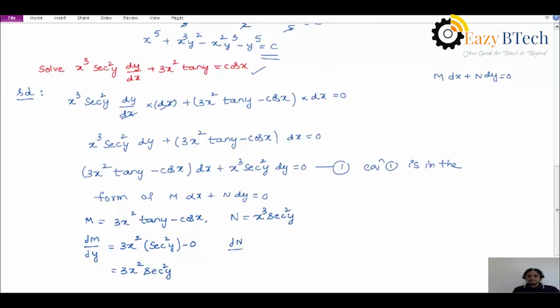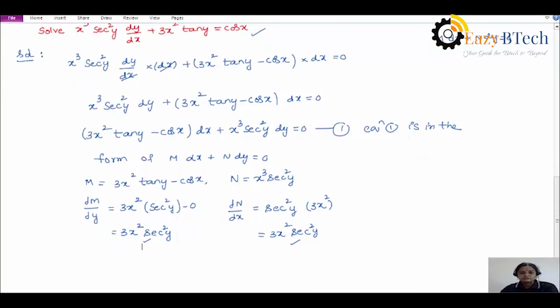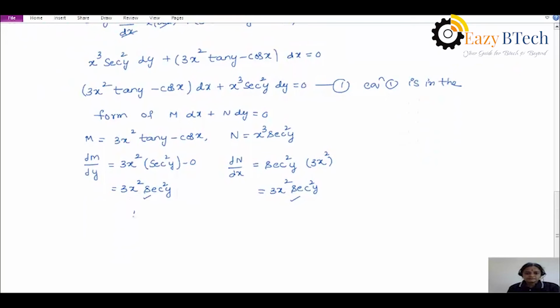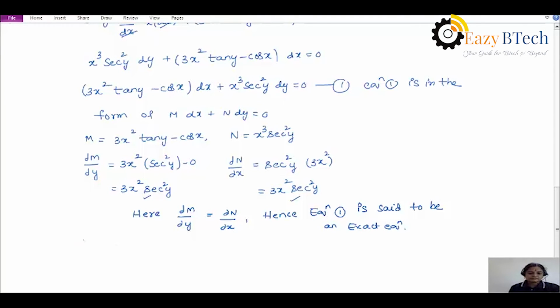We are coming to dou N by dou x. Here we are differentiating with respect to x, so secant square y common, x cube differentiation is 3x square, so 3x square secant square y. So observe these two values, 3x square secant square y. These two values are equal. So here dou M by dou y is equal to dou N by dou x. So hence equation 1 is said to be an exact equation. Okay, students. So now after exact equation, finding a general solution.